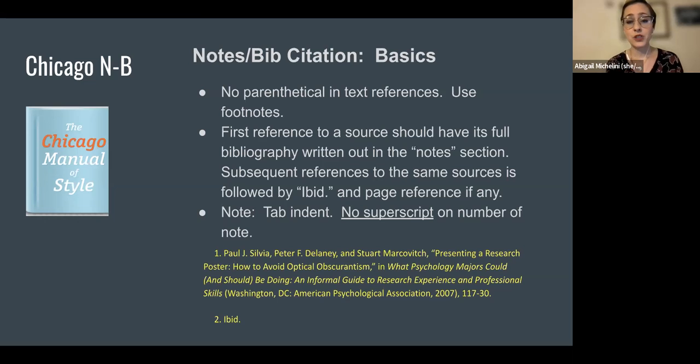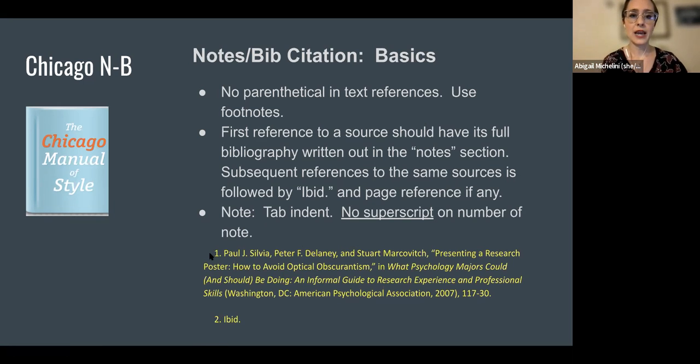So for Notes Bib, there's no parenthetical citation in the text. So all that stuff that we've been talking about for in-text citations, it's totally different for Notes Bib. Author date, Chicago does use that, but Notes Bib, you just use the footnotes. You're going to put little notes in it that look like this in yellow. The first reference to a source has its full bibliography written out in the notes section. And then if you reference it again, you can just put this ibid here.